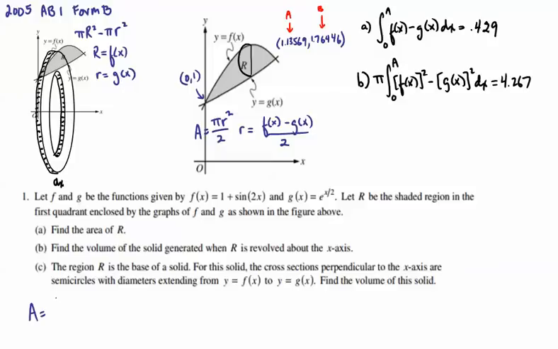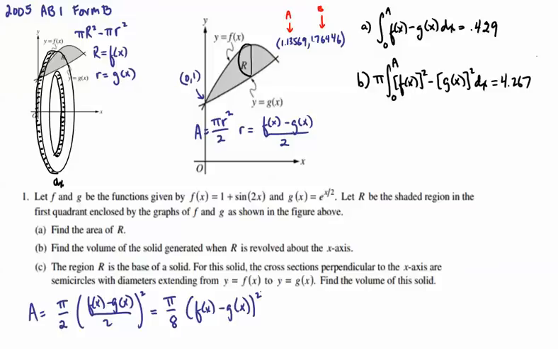We'd have area is equal to pi over 2, maybe easier written that way, times f of x minus g of x, quantity squared, over 2, quantity squared. When we square the 2 in the denominator and bring it out, what we really are going to have there is pi over 8 times f of x minus g of x, quantity squared. And so that's all that we're going to need for this. We'll set up the integral for part C to be pi over 8, integral from 0 to a of f of x minus g of x, quantity squared, dx is the thickness to each one of the cross-sectional volumes there.